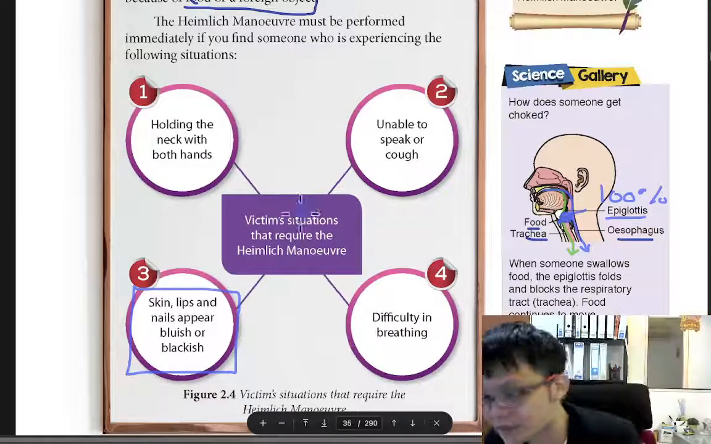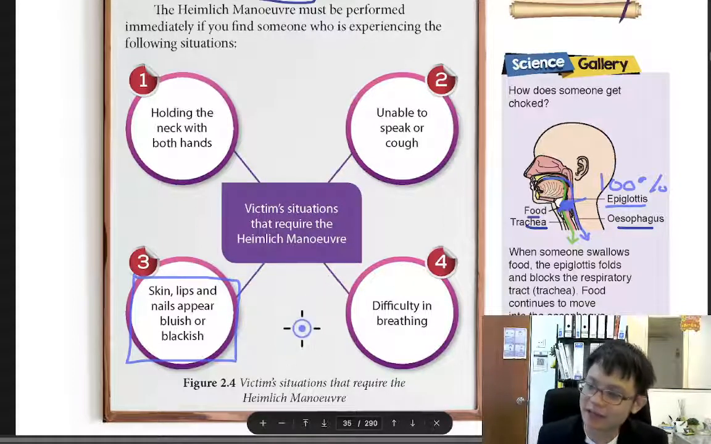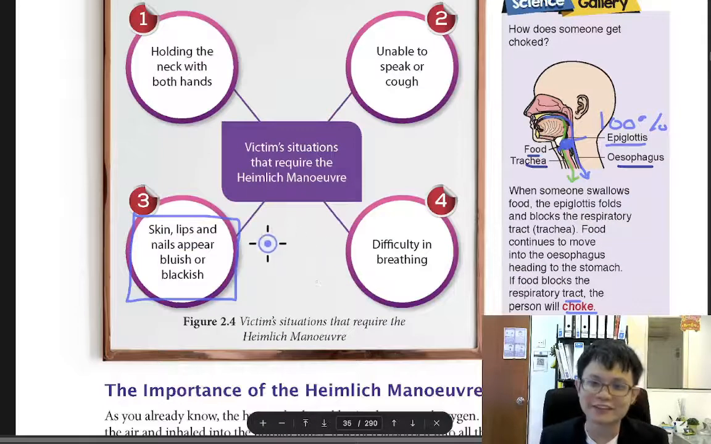So this thing is serious. This is not like play. Choking on it, but you don't know. I don't know whether you have seen the video. Sometimes this is life or death, especially for children. Adults also, it's dangerous.